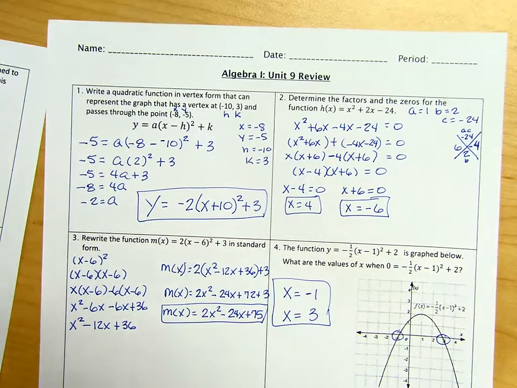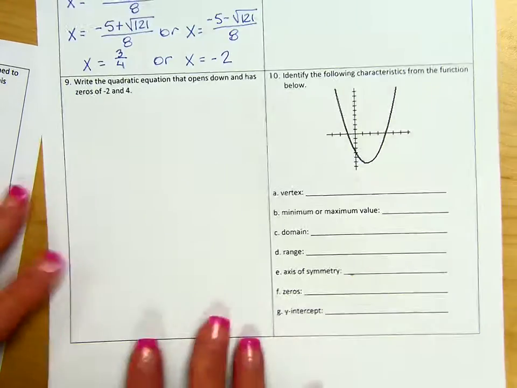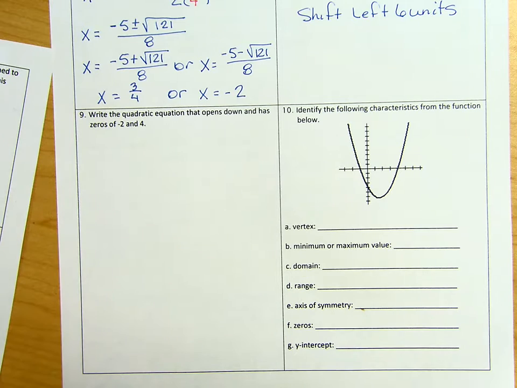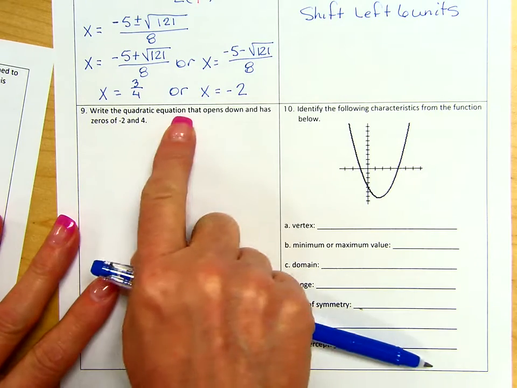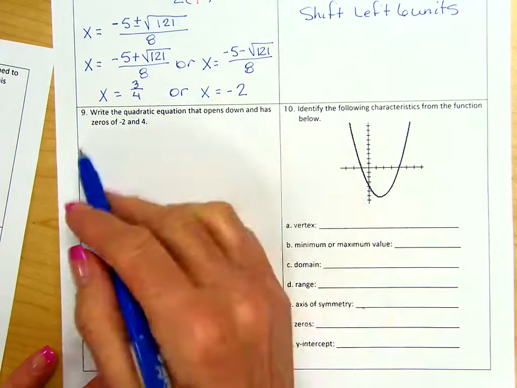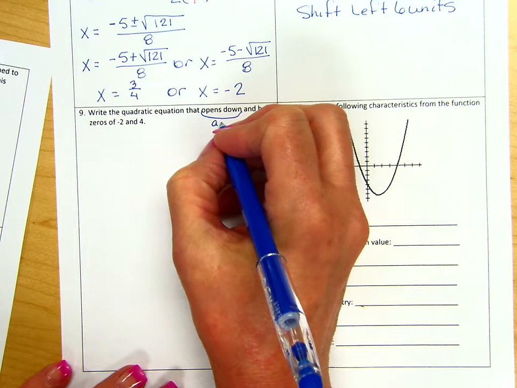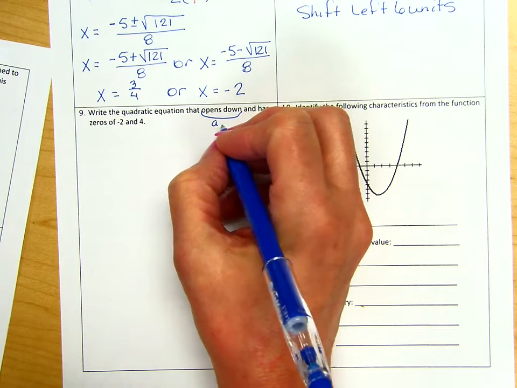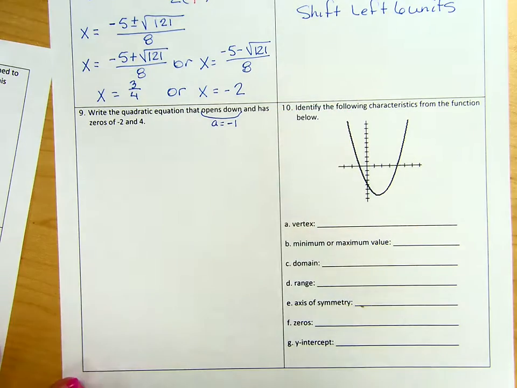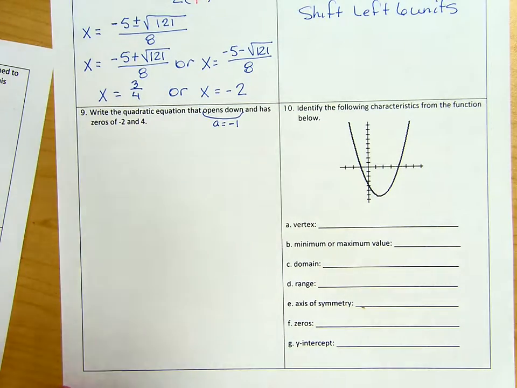This will be part 3 for the Unit 9 review. This will be the last two questions, numbers 9 and 10. For number 9, it gives us the zeros, and it wants us to write a quadratic equation that opens down with these zeros. Now remember, opens down means that A is going to equal -1. So we'll take care of that after we take care of this part.